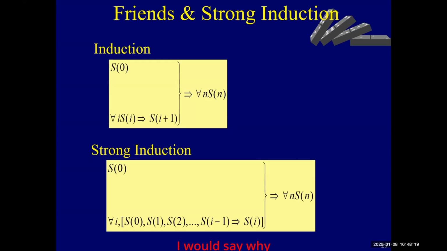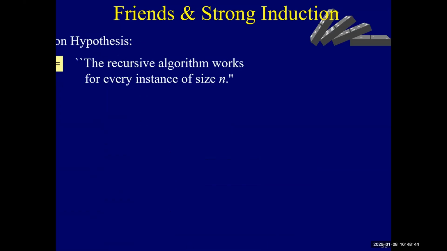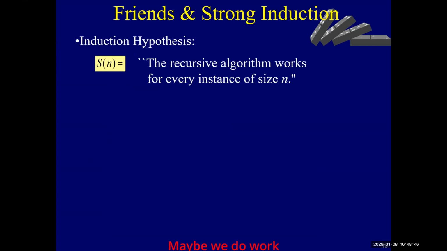I would say, why ever use induction at all, right? Because if you're allowed to do strong induction, if you've assumed everything previous, you only have to use the previous one. You can always convert it to an easier one, right? So if somebody gives you strong induction is true, there's no reason not to use it, right? All right. Maybe we do work it out.